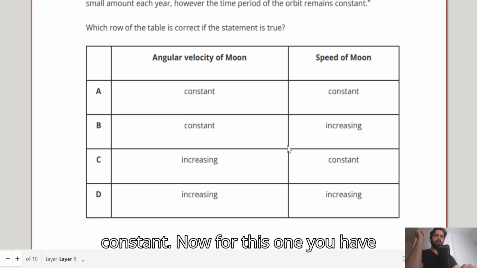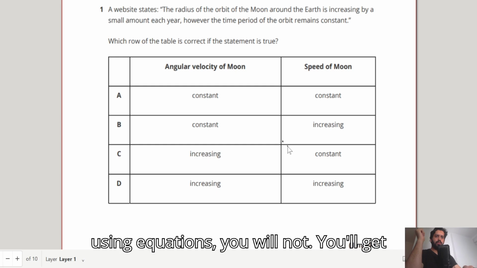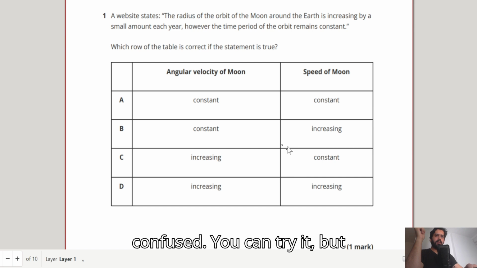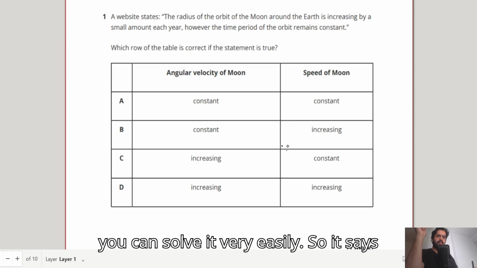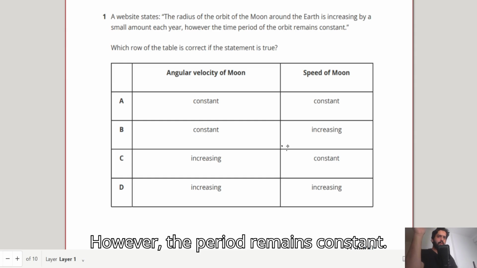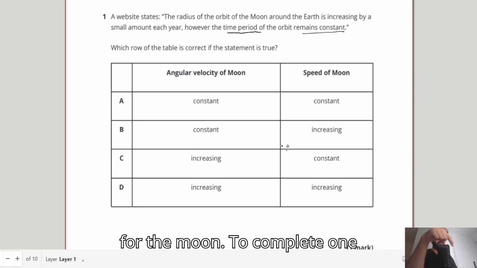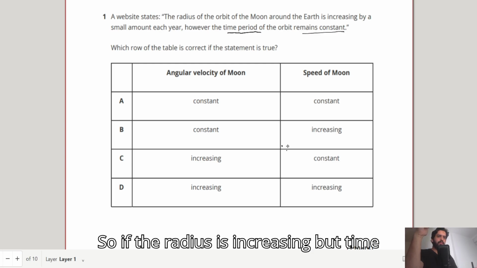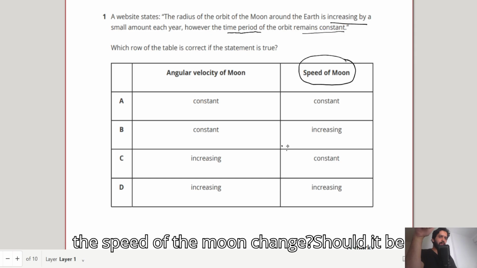Now for this one, you have to understand the problem statement very carefully, because if you try to solve it using equations, you'll get confused. You can try it, but if you just try to understand the problem, then you can solve it very easily. So it says that the radius is getting bigger. However, the period remains constant. The period means the time that it takes for the moon to complete one rotation, right? Or one orbit. So if the radius is increasing, but the time period is constant, how should the speed of the moon change? Should it be constant?